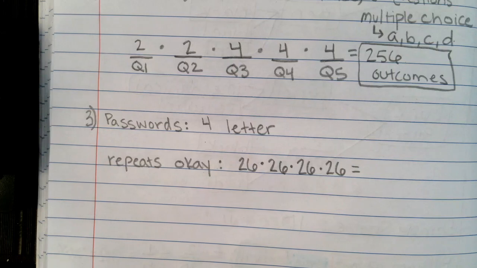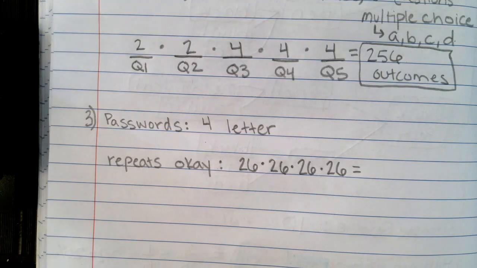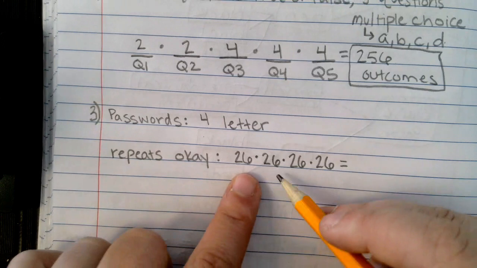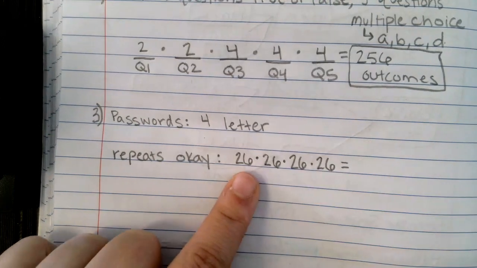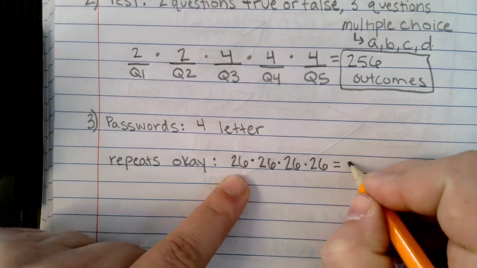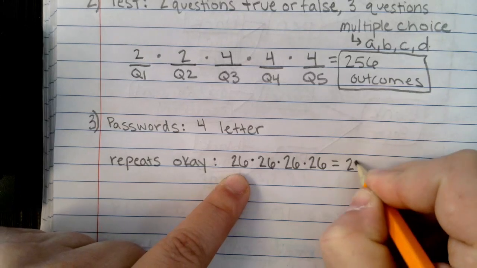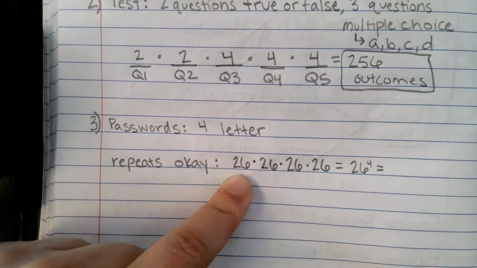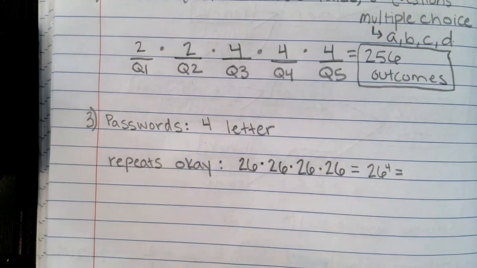All right, so how else could I write that 26 times 26 times 26 times 26? 26 to the 4th power if we wanted to. That one's a little bit easier. We could type it in our calculator as 26 times 26 times 26 times 26, or 26 to the 4th power. We get 456,976.